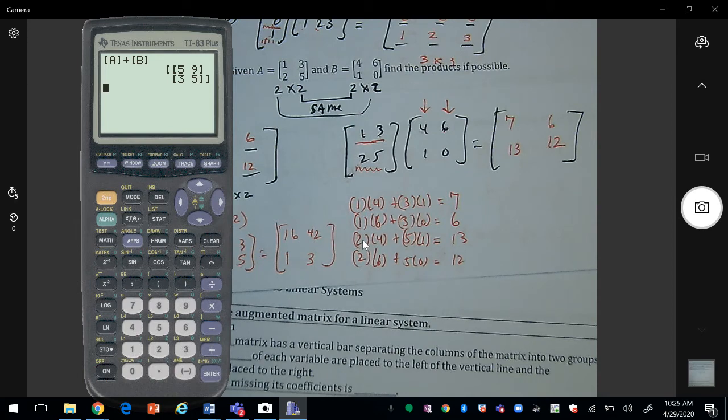If you want to multiply, then we would have second matrix A times second matrix B. And so then you can see we get the same answer: 7, 6, 13, and 12. And so that's how you would use your calculator if you have one.